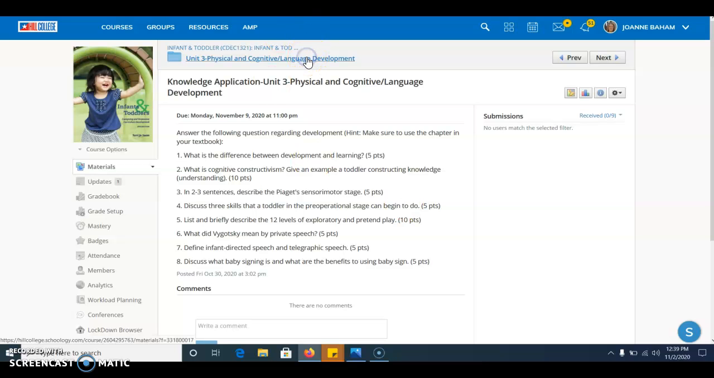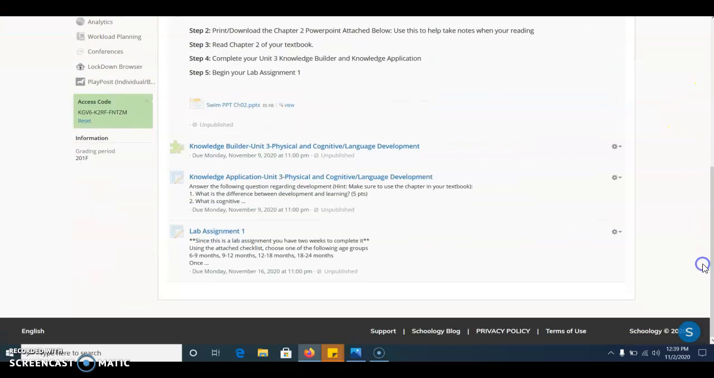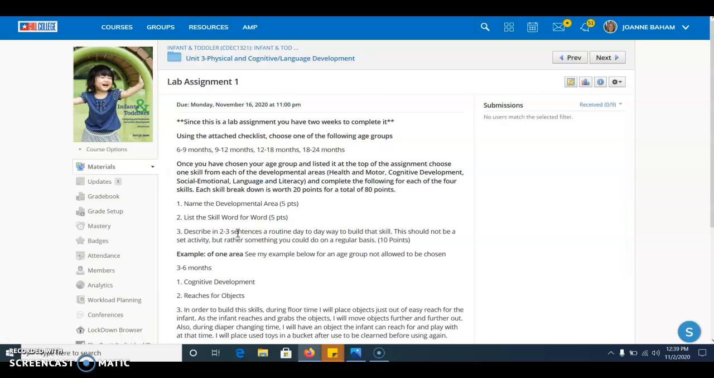That is your application. Then your first lab assignment, because this does have a lab attached, not 16 hours of field work, but a lab. What does that mean? You're going to need to connect to kids. And so in this lab assignment, you will have 2 weeks to complete it. You're going to choose one of those age groups: 6 to 9 months, 9 to 12 months, 12 to 18 months, 18 to 24 months.